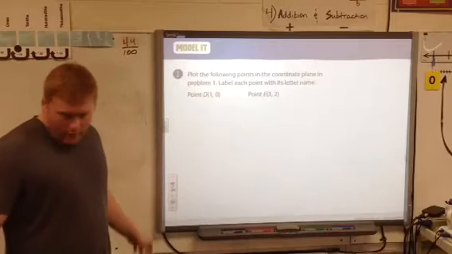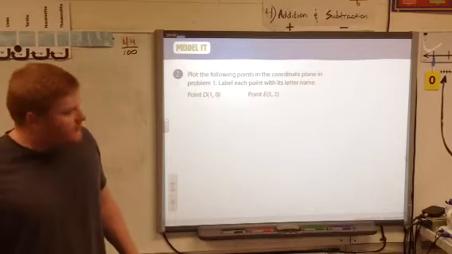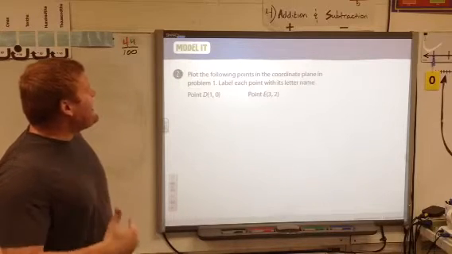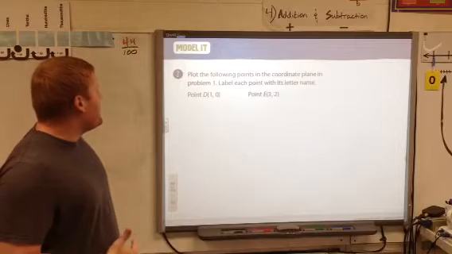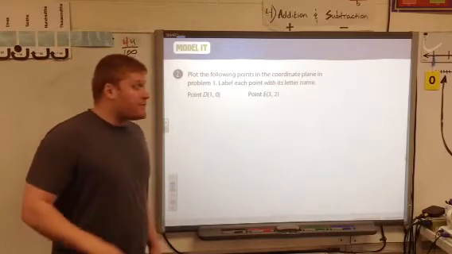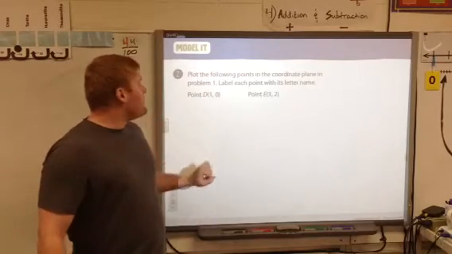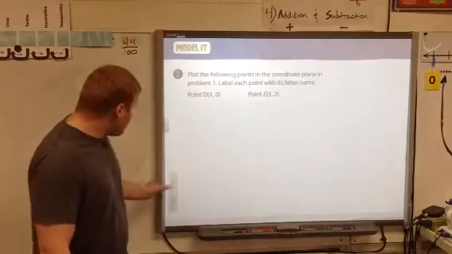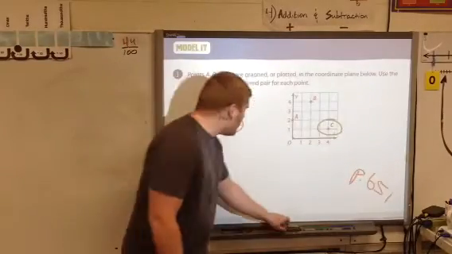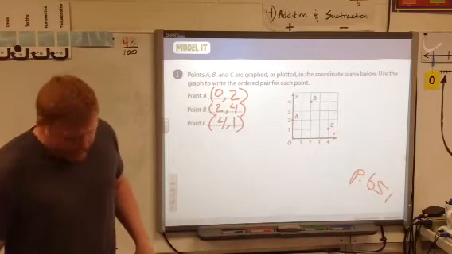We're going to flip over in your packet to the bottom part of your packet on page 651, number 2. It says, plot the following points in the coordinate plane in problem 1. Label each point with its letter name. So it gives us 2 points. It says point D and point E. I have 1, 0. I have 3, 2. Okay, I'm going to go back to the previous slide, and I'm going to write those at the bottom, because I cannot work with multiple slides.